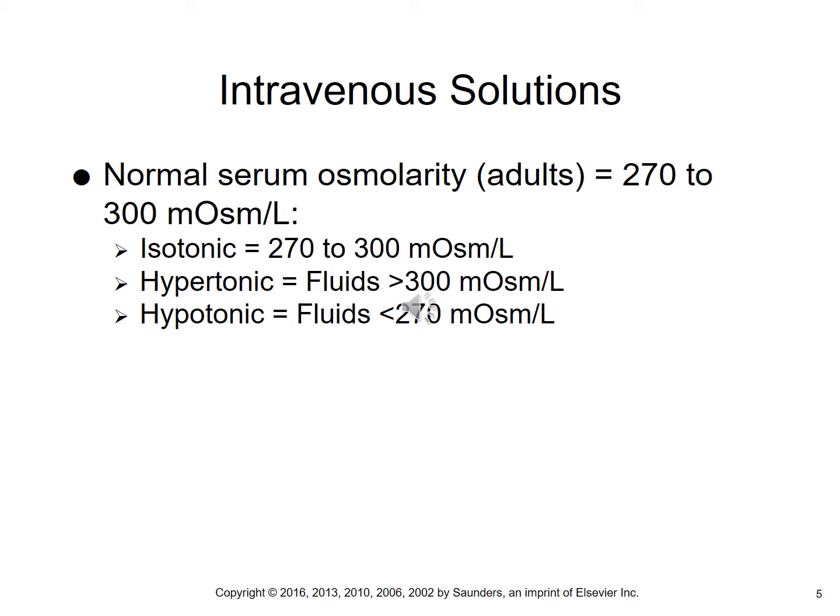Of course, looking at these isotonic solutions are your normal saline, or 0.9% sodium chloride, and then you have your lactated Ringer's and your D5W, and then hypertonic solutions is 3 to 5% normal saline, and hypotonic solutions are your 0.45 normal salines. Those are just some examples.